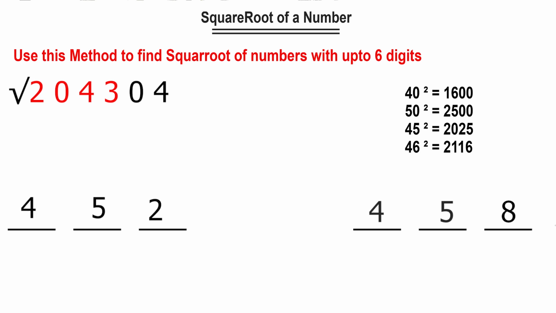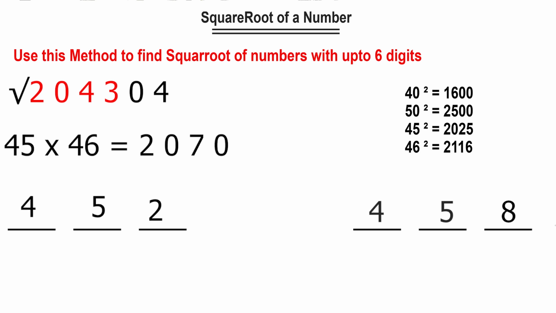Now step 3 will help us get to our final answer. We have 45. We multiply 45 with the next number, 46. Once we do that, we get the answer 2070.